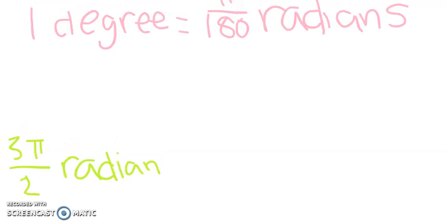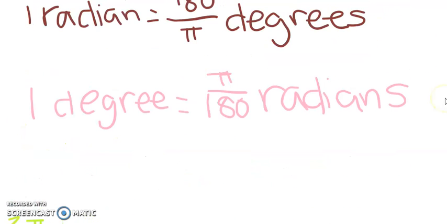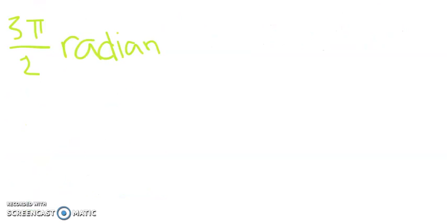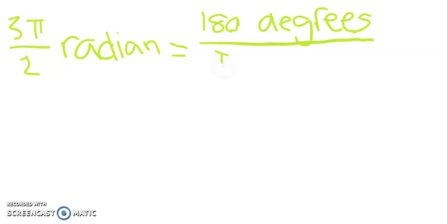We have 3 pi over 2 radians. Now, you see, we have our radians, and now we want to see how much that is equal to for our degrees. So, if we go back up, we'll see that if we're looking for degrees, we use the equation 1 radian is equal to 180 over pi degrees. So we'll equal that to 180 degrees over pi radians.